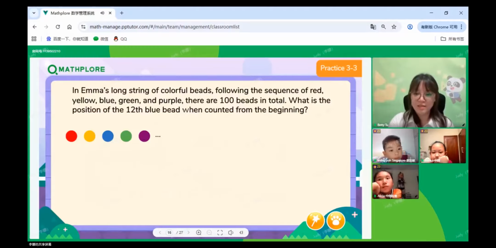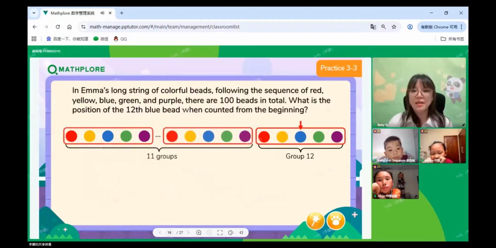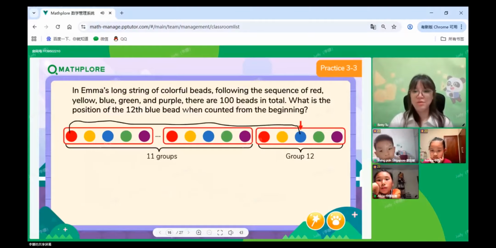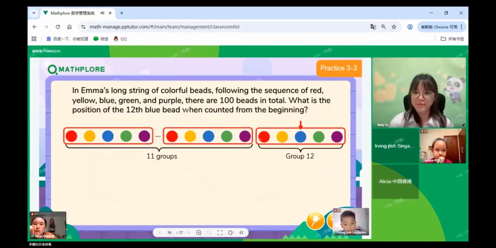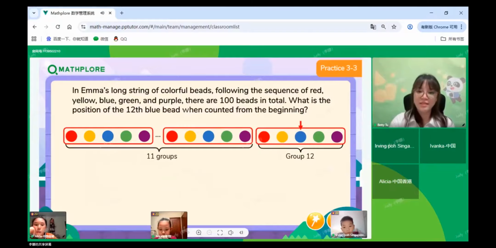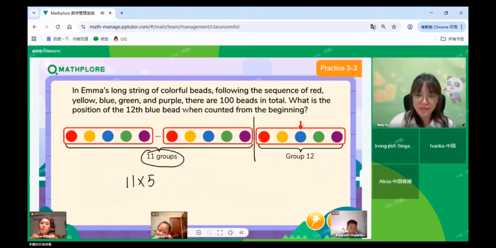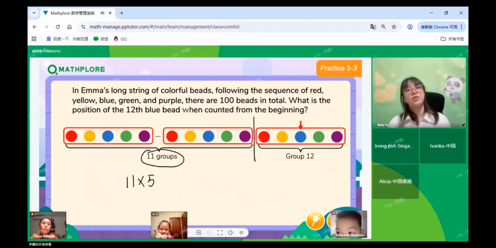So take a look. Which means we are finding the position of these blue beads. All right. So which means we are going to count from the first one to this one. Okay. So which position is this one? So how can we do it? Can you tell me the sentence? So before group 12, we have 11 groups, right? 12 times 5. Good. And then? Minus 2. Okay, so take a look.